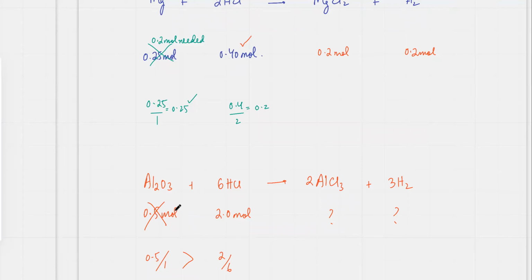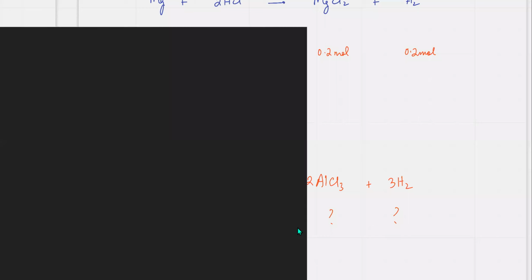Again, you can even confirm whether it's in excess or not. 6:1, so 2 moles would react with how much? 2 divided by 6 into 1. Use ratios, 6:1. So what do you get for this?